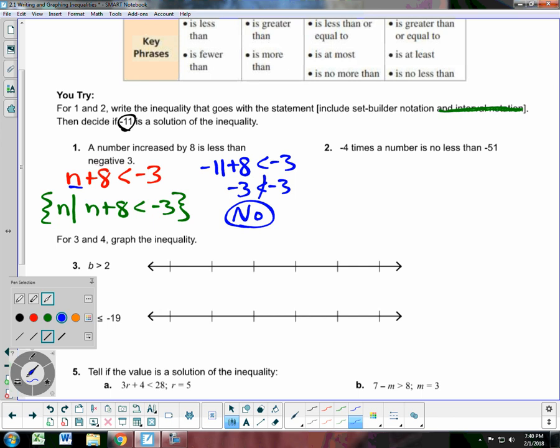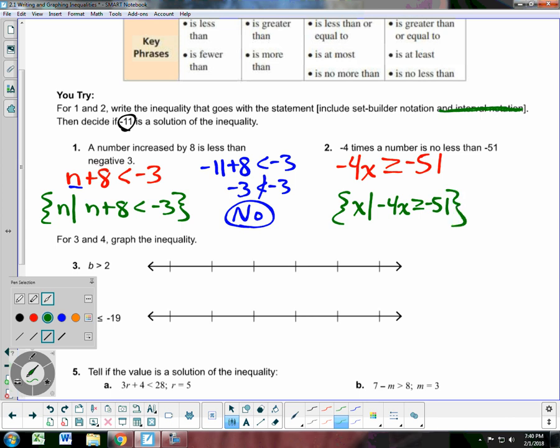All right, let's try this next one. Negative 4 times a number is no less than negative 51. So negative 4 times a number, let's call it x this time, is no less than negative 51. So that means it could be more than or equal to negative 51. Next is set builder notation: fancy bracket, x values such that negative 4 times x is greater than or equal to negative 51.